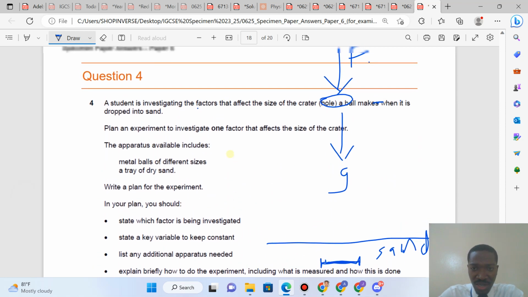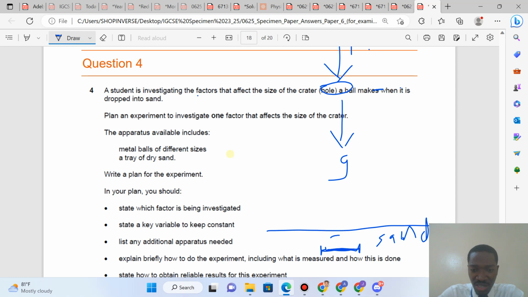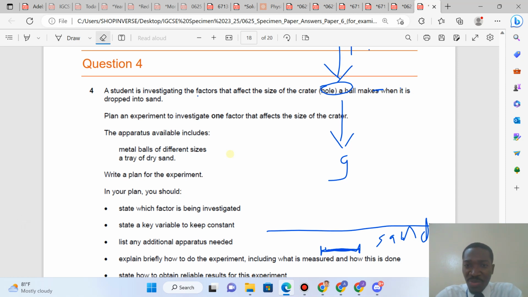Once this ball lands in the sand, it creates a crater. So what will you do? You flatten it and clean up the crater before throwing it again. That precaution is very specific to this particular experiment.